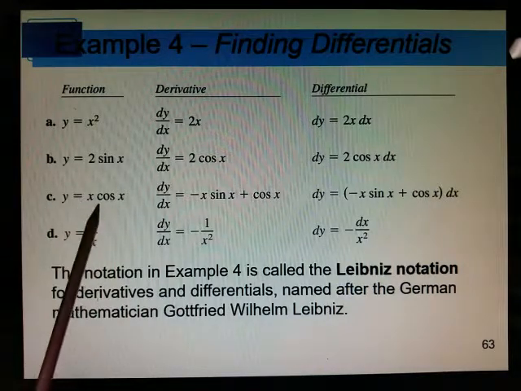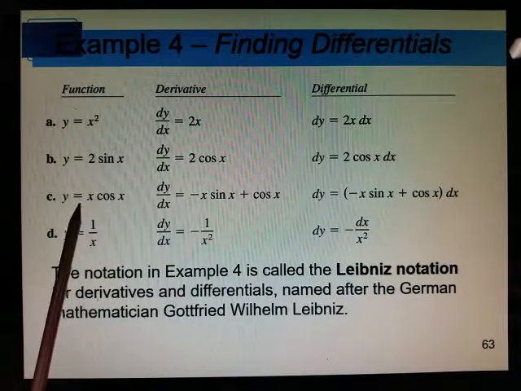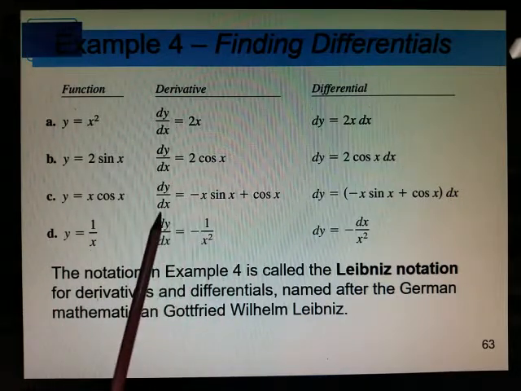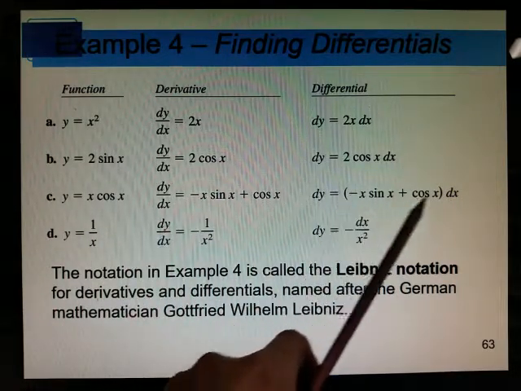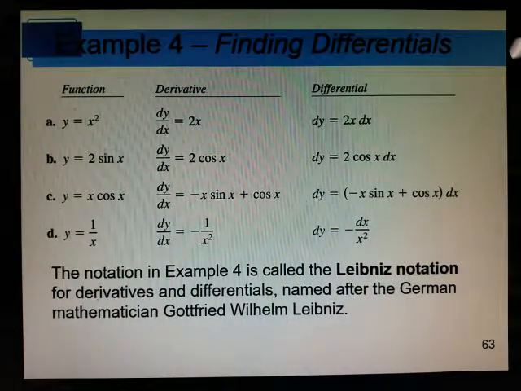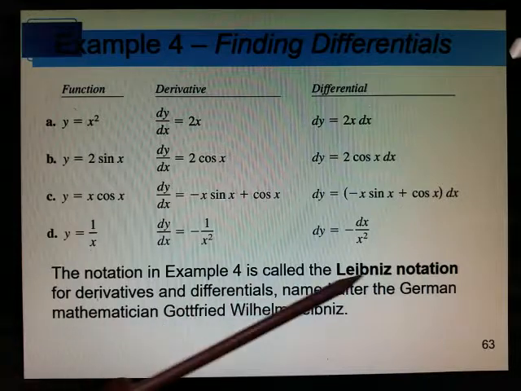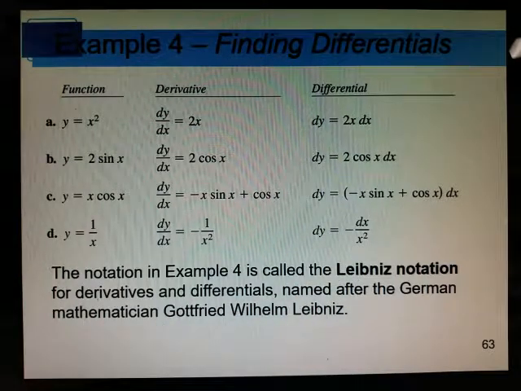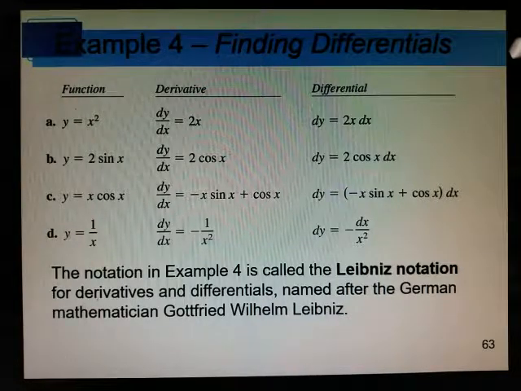X times the cosine of x, this would have to have been product rule to get the derivative. So dy over dx equals, and there was from your product rule. Again, bring that dx over. Notice this all ended up in parentheses with the dx. And same thing. Okay, this is the gentleman who basically came up with the notation for derivatives and differentials. He was a German mathematician.